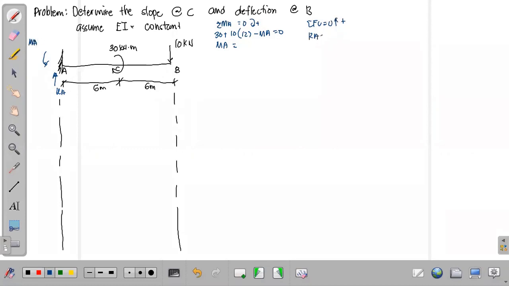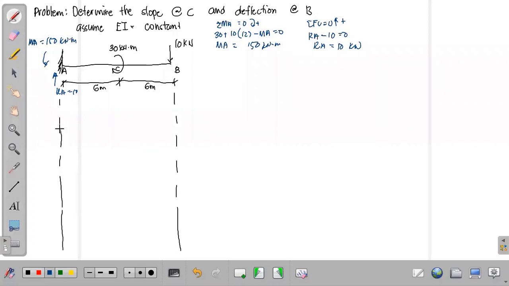RA minus 10 is equal to 0. So what will be our value for MA? 30 plus 10 times 12? 150, ma'am. So we have 150 kilonewton meter. And for RA minus 10, we have 10 kilonewton. So we have 10 kilonewton and 150 kilonewton meter.